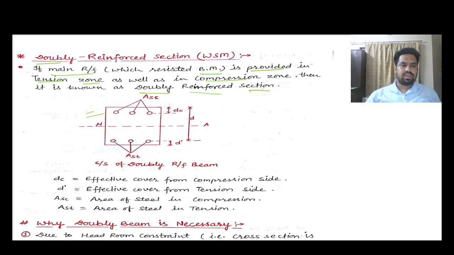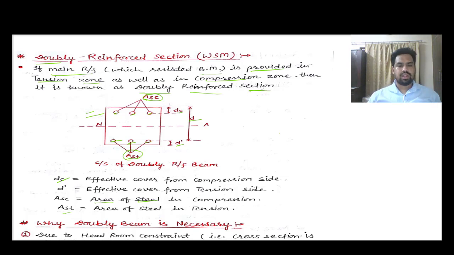As you can see in the figure below, the steel is provided in the tension zone, having an area of AST, and there is also steel provided at the compression zone whose area is ASC. Here ASC stands for area of steel in compression. The cover provided for compression steel is DC, the effective depth is small d, and the cover provided for tensile steel is D dash. I have mentioned here DC is the effective cover from the compression side, D dash is the effective cover from the tension side, ASC is the area of steel in compression, and AST is the area of steel in tension. So these are the notations we'll be using for the analysis of a doubly reinforced section.